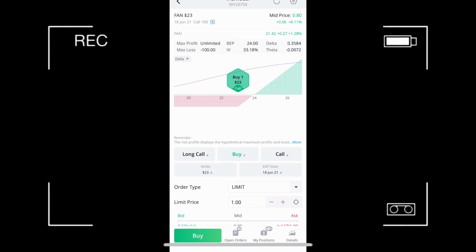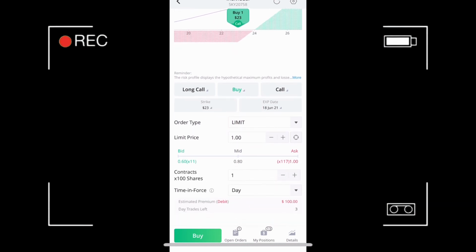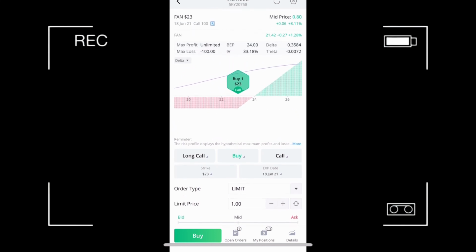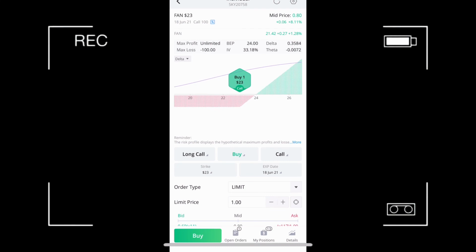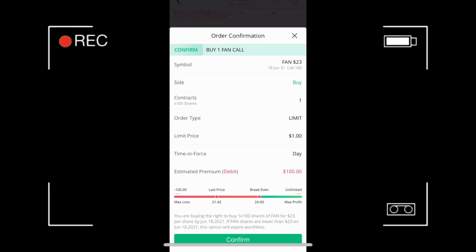As with all call option buys, I have an unlimited max profit and a max loss of $100. That is because the limit price of this option is $1 per share, and each contract has a minimum of 100 shares. In Webull, you can use the graph metric to determine how much money you will lose or gain depending on how far the stock price moves. And lastly, you just want to confirm your order, make sure everything's correct, and hit that confirmation button to submit.